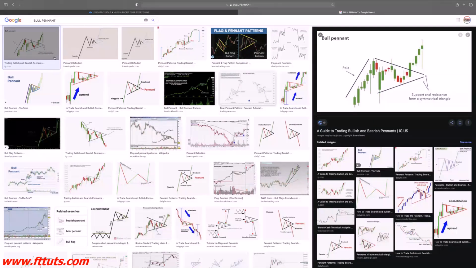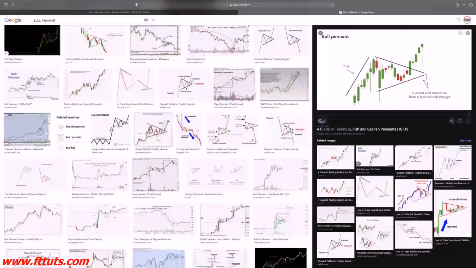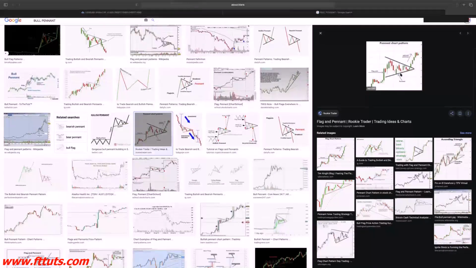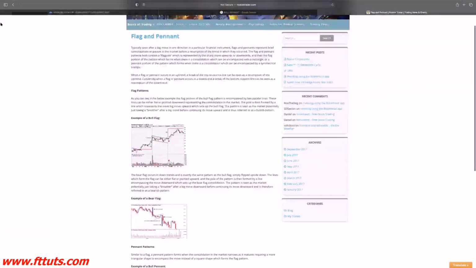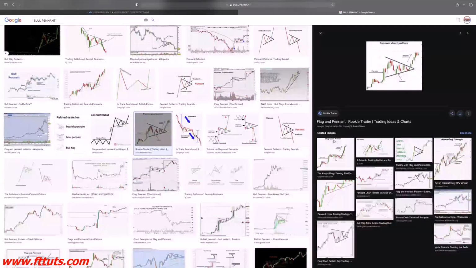Let me show you guys another one. This is probably the best picture. Well, here's another one. It's a flag and pennant, basically. Let me see this.